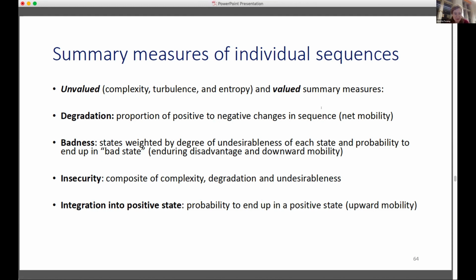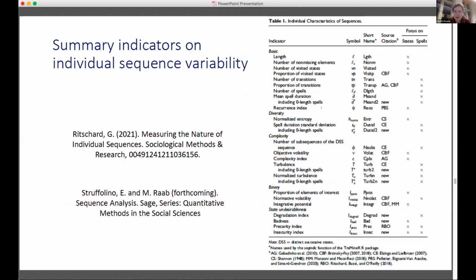Then there's a so-called insecurity index that takes into account the number of transitions, the proportion of positive to negative changes, and the degree of undesirableness. But you can also look at, for example, the probability of ending up in a positive state at the end of the sequence. So there are really very many options.